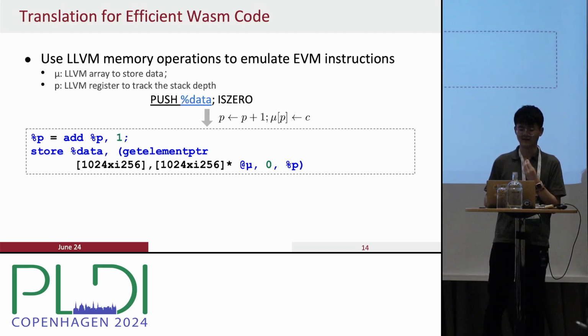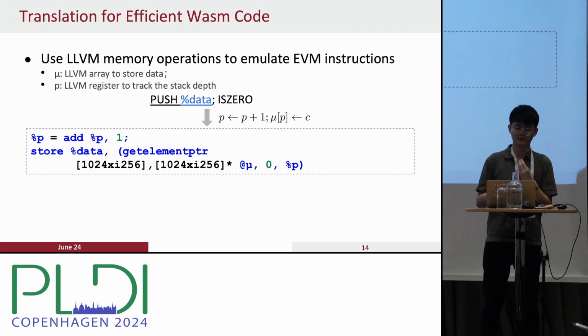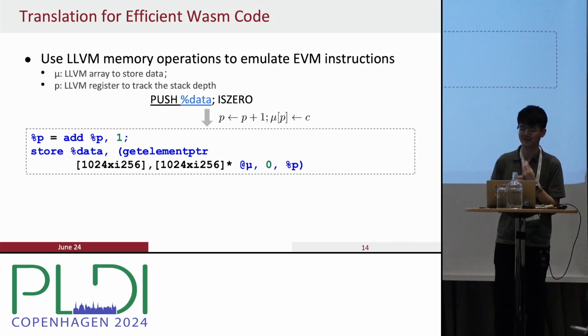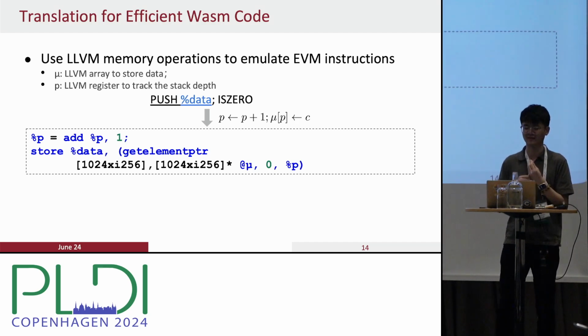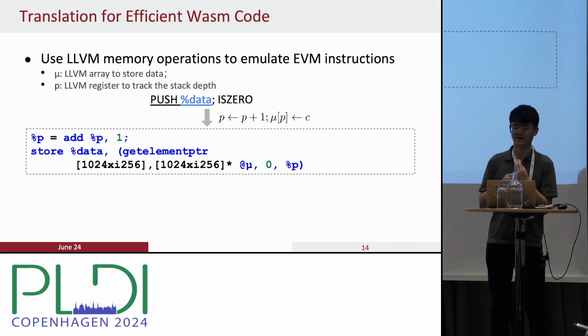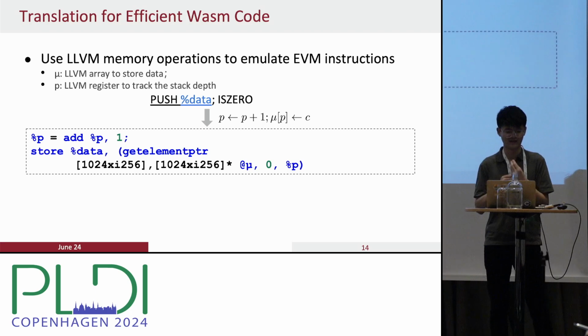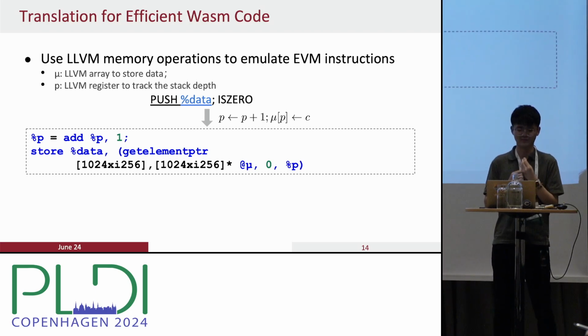To lift the stack-based language to the LLVM IR, we have to use devirtualization technology to generate a register-based LLVM IR. And here is what we do. We will use an LLVM array named mule as the emulated EVM stack, and use another register named P to track the current stack depth.